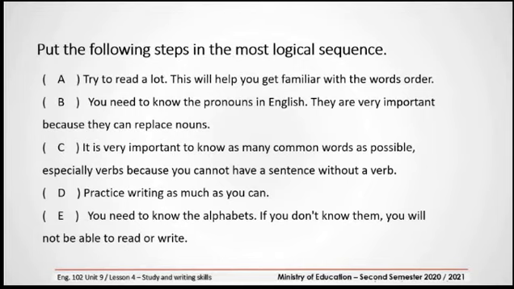Sayyid Mustafa Musa, he says 1 is A. C is 2. 1 is A, huh? How can you read first and then you know the alphabets? It doesn't make sense, right?